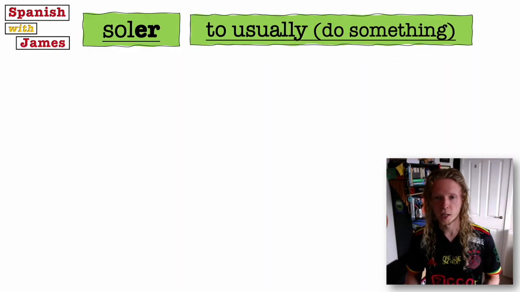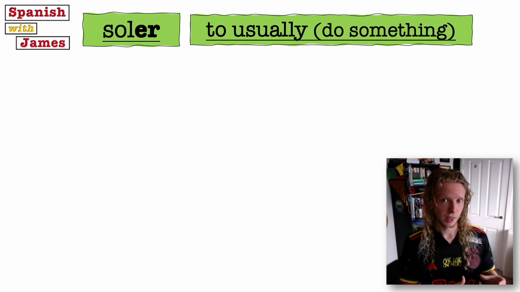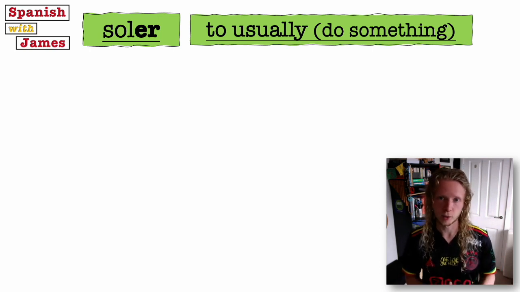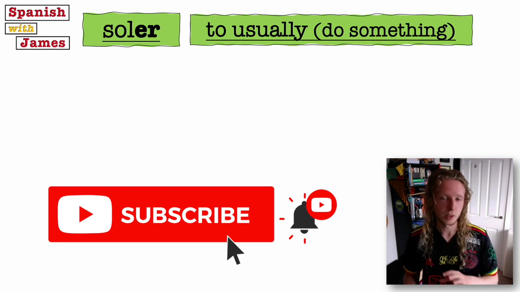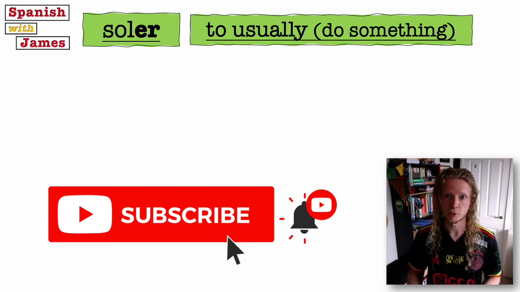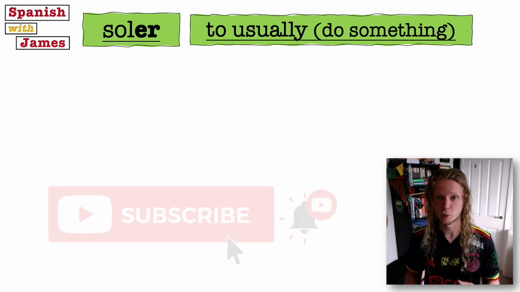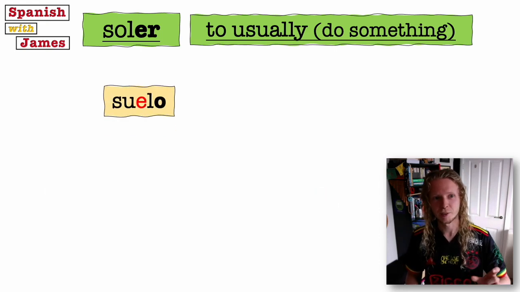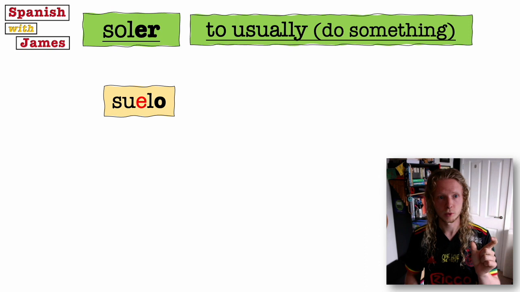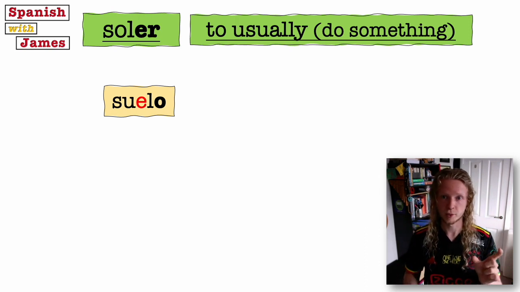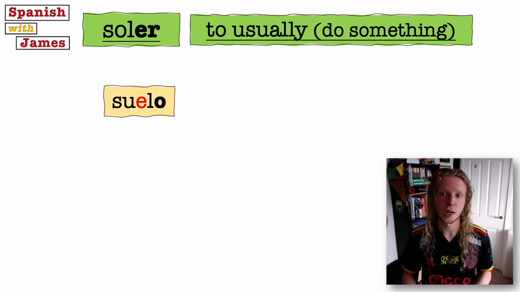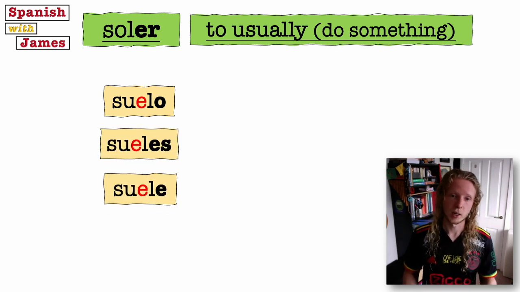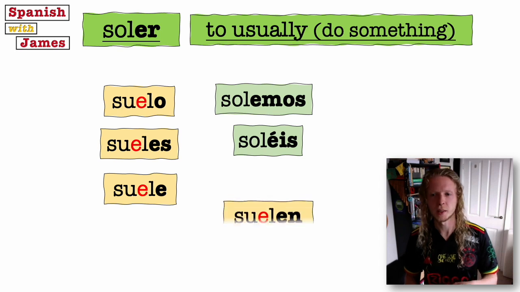Now I did say at the beginning that soler is an irregular verb, and you may have picked up on how that irregularity presents itself on the last slide when we looked at those 6 different forms. What happens is that instead of keeping that stem sol, so normally we take off the ER and what we're left with, we just work with that 6 times. Notice it goes to suel, suel, suel, but then it goes back to sol, sol, and then back to suel.